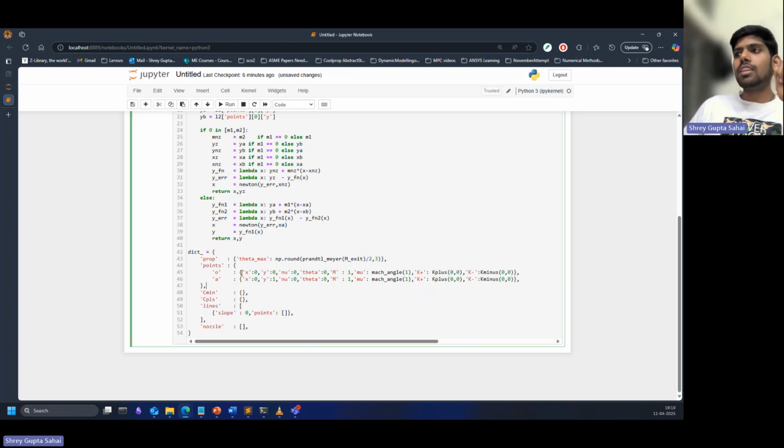And with every point, there are certain properties associated with it. There is a nu value associated with it. Both these points will be 1 and 1 because they lie on the sonic line. Theta decides the characteristic.